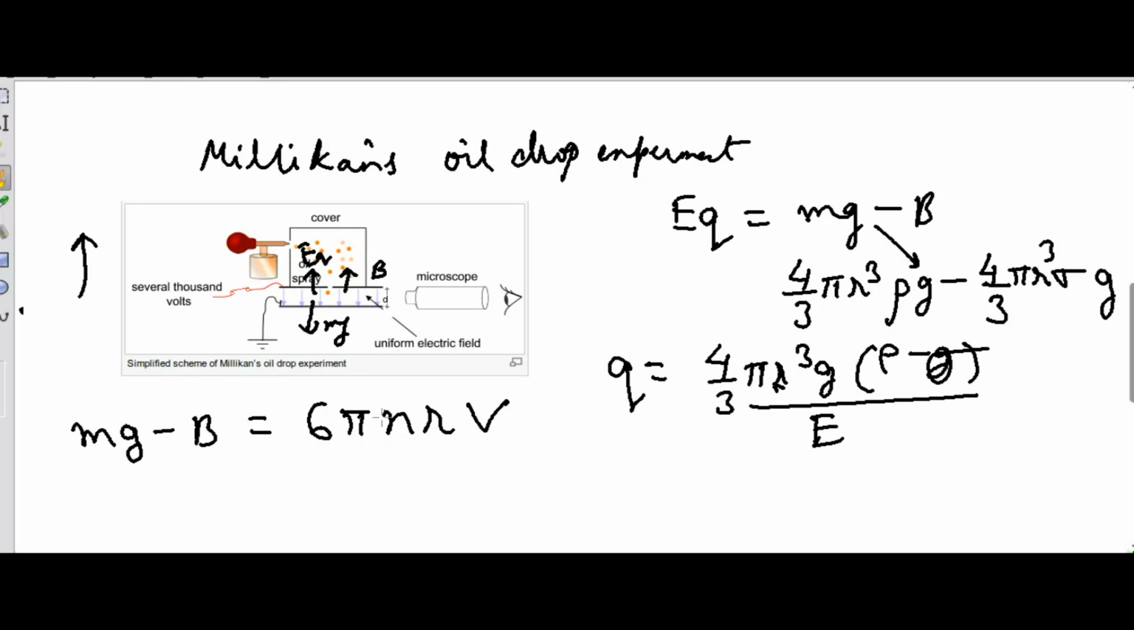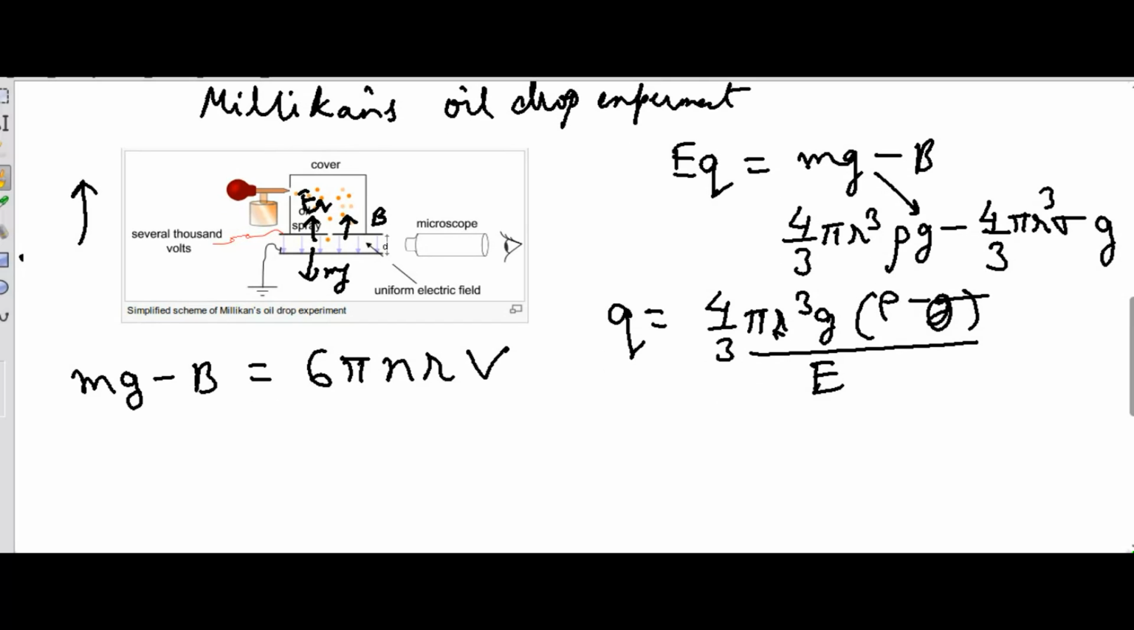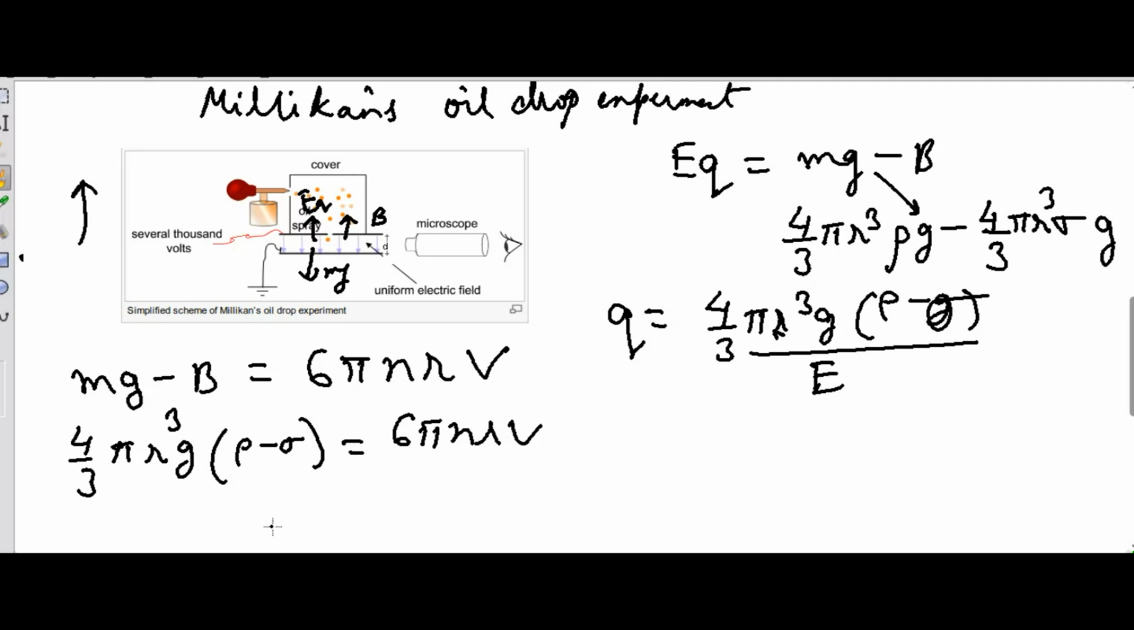Eta is the viscosity property, a constant depending on the medium in which the drop is falling. Now, what will mg minus b be? Mg minus b will be this term, 4 by 3 pi r cube g into rho minus sigma. Now instead of it being Eq, it will be just this term, 6 pi eta r v, and using this expression I can find the value of r.